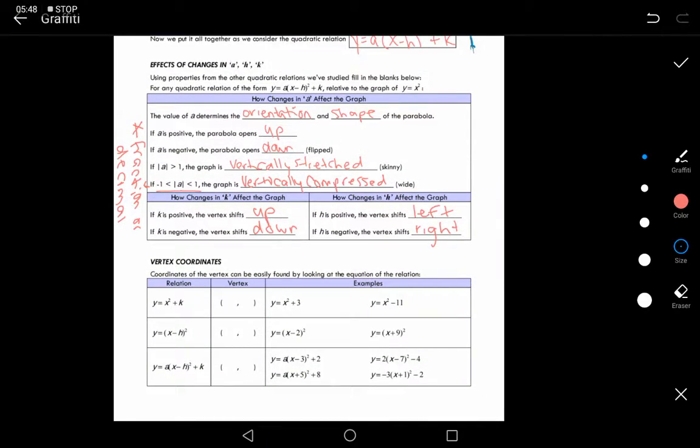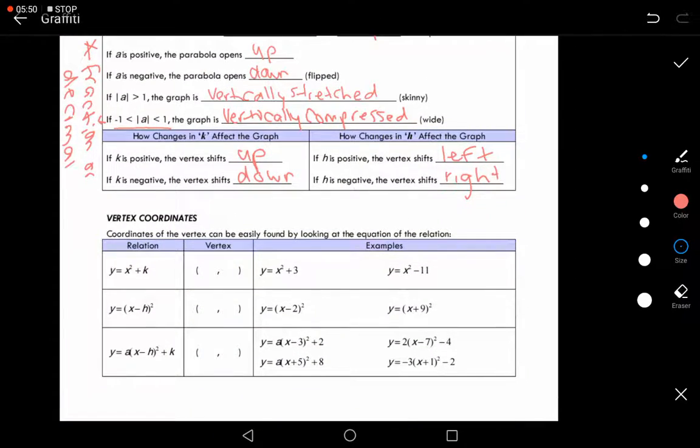Okay. So vertex coordinates. Coordinates of the vertex can be easily found by looking at the equation of the relation. Okay, so this part is new. Up until this point, everything there has been a summary, but this is a little bit of new stuff for you.